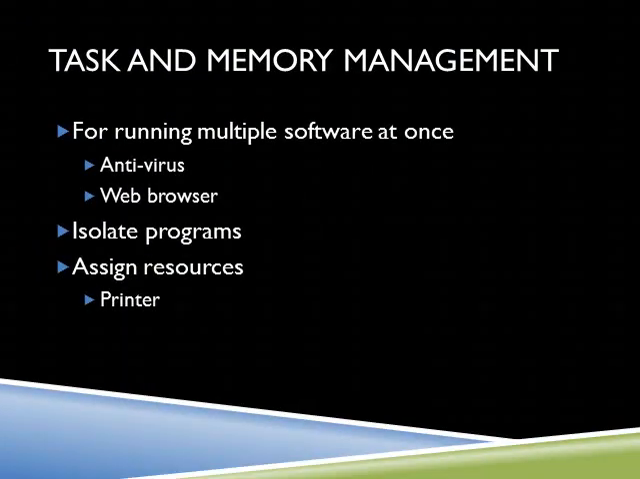And then the next thing it does is task and memory management, and this is for when you're running multiple softwares at once, such as antivirus or a web browser. Your OS is able to manage the resources that it has available to it so that all of your programs run successfully. And it does this through program isolation, which means it makes sure that the program you want to be running at the time is getting enough power and enough RAM. And it also assigns resources, which is like whenever you print something, it'll send it to the printer, and whenever your mouse clicks something, it's the communication device.